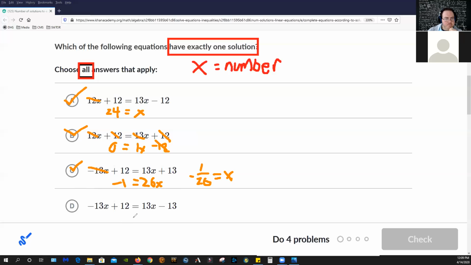So this one, if I added 13x onto both sides, I'd get 26x. I could add 13 onto both sides, I'd get 25. And again, even though we do weird division, you end up with 25 over 26. That's still equal to x. That's still one answer. So far, I like all of them, which is weirding me out.